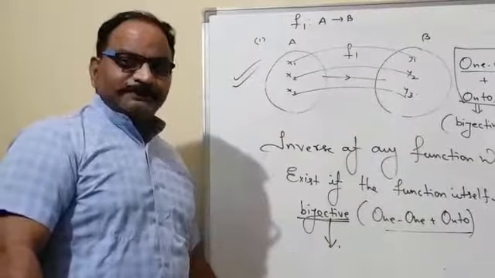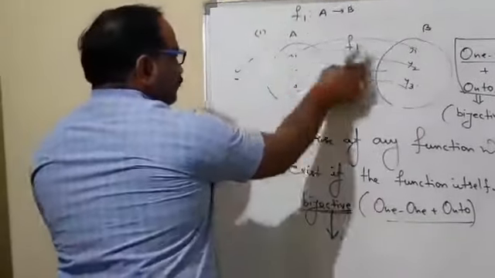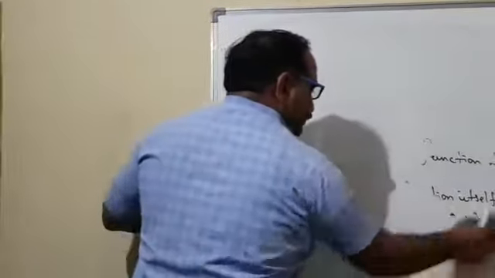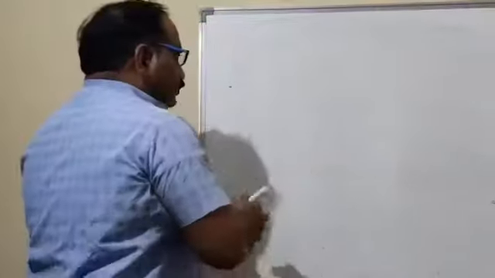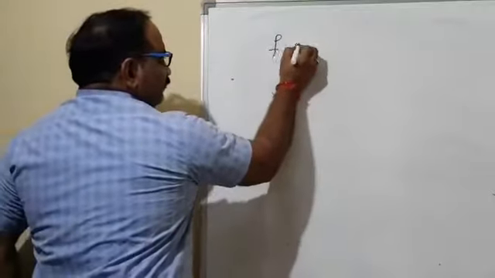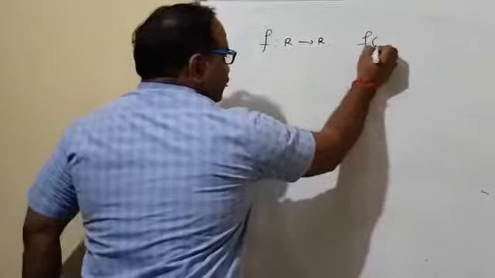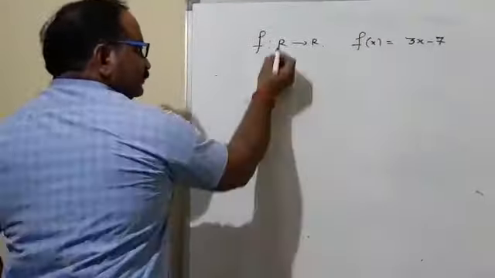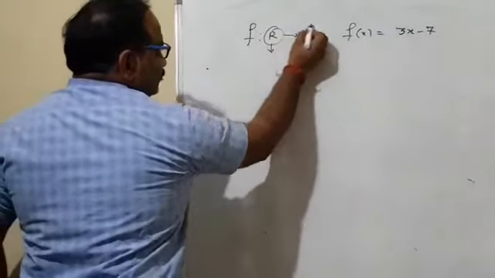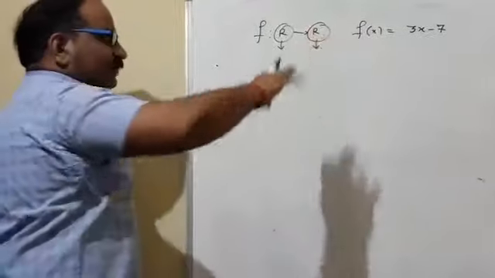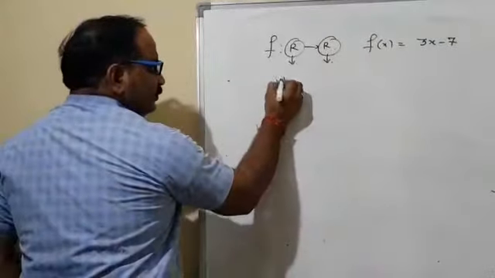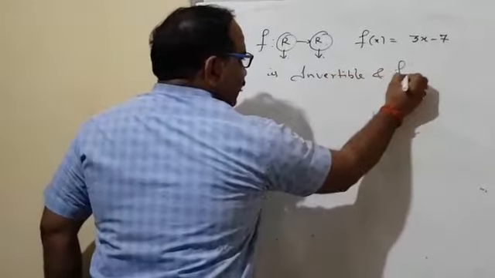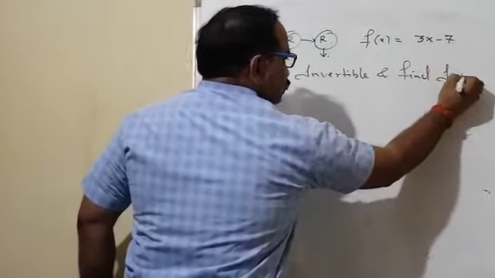Now a question, an example for us, of how we can find out the inverse function also. So let's see an example which is easy to understand and easy to do. Say any function f defined from R to R such that f(x) equals 3x minus 7. So obviously, this is the domain area, this is the codomain area of the function. Show that the function is invertible, and find the inverse also.